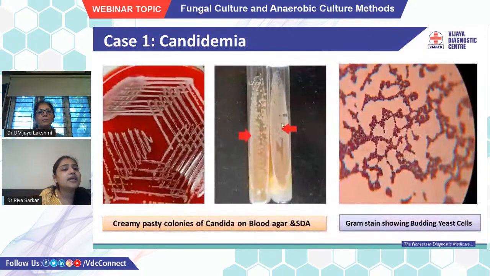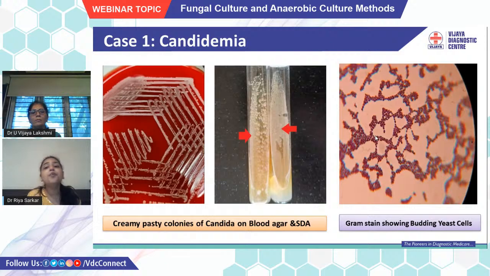In the left side, I can show you the picture of creamy pasty colonies of Candida on a blood agar. Similarly, in the middle, you can see the creamy pasty colonies on the SDA. This is a classical picture of Candida morphologically. In the right hand side, I can show you the gram stain of gram-positive budding yeast cells which was performed from this culture. This is again a classical picture of Candida.